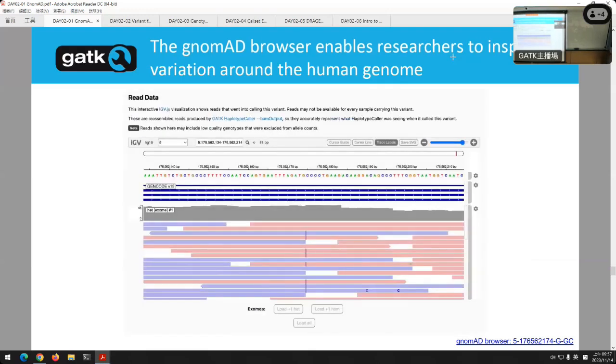We can even look at the actual reads that were used to call this variant in a selection of carriers. So in our one carrier for this variant, we can clearly see the insertion being called in a heterozygous state in this IGV that's embedded directly into the gnomAD browser. And importantly, this is using the haplotype caller BAM out. So it's the local assembly that haplotype caller was looking at when it made this variant call.